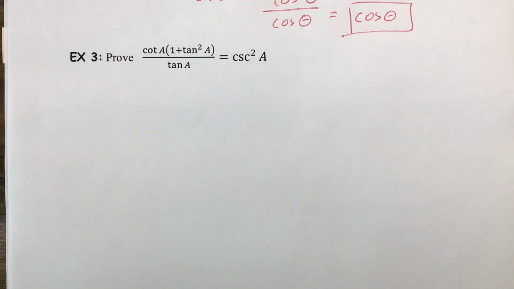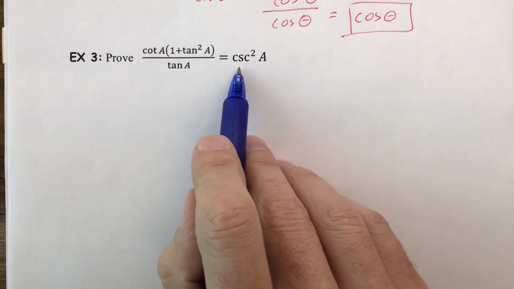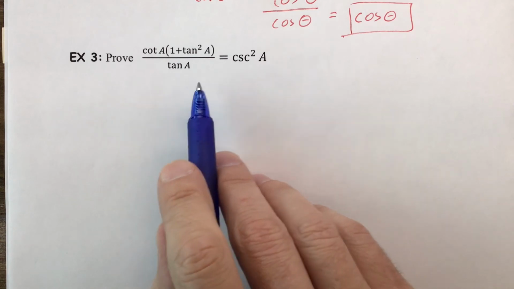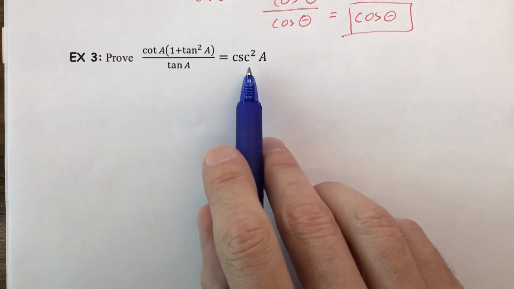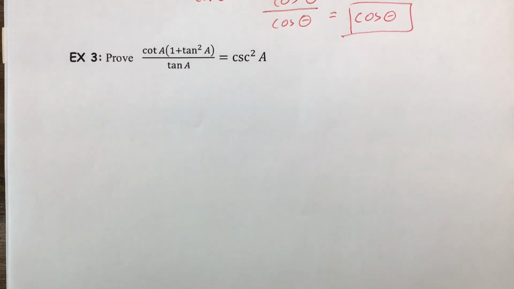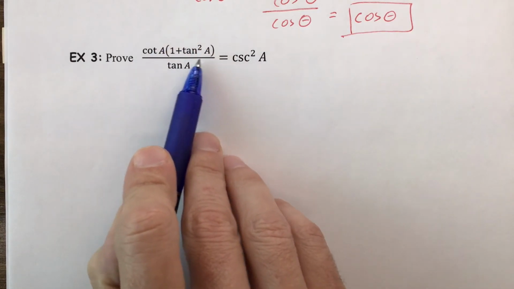Example 3 is going to be a little bit different because we already know what we want this to simplify down to. We want it to be cosecant squared A. So we're not just strictly simplifying, but we're going to simplify down until we get to that expression. All right, so step number 1, we check for identities. Right here, this is actually one of our identities.